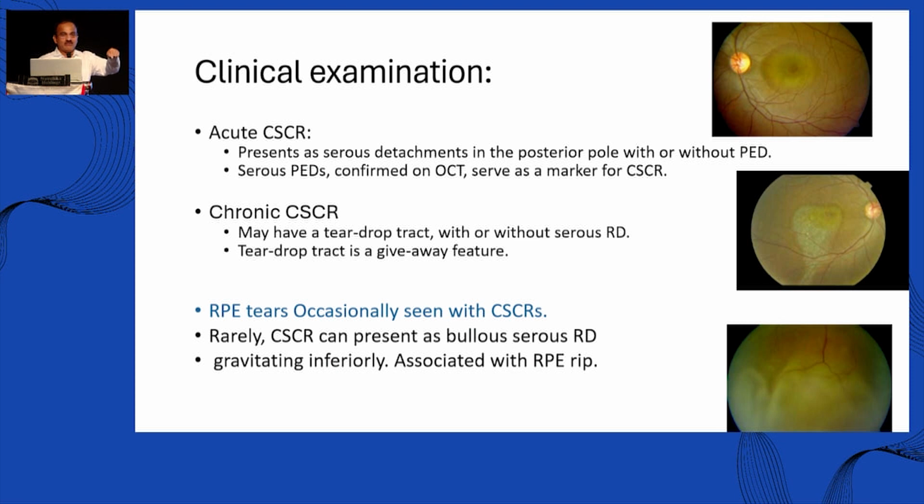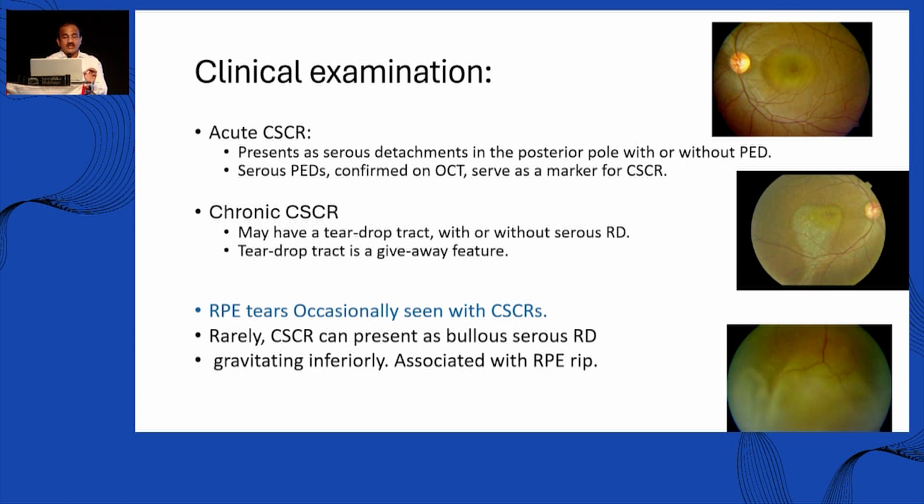Without trying to be so smart, if I went on the basic guidelines or basic principles, we would have diagnosed it as CSR. It's a chronic CSR which I showed you earlier. And sometimes chronic CSR may have a teardrop tract, like in this picture. You can have a teardrop because it's a breakthrough, and the exudative material can come down. RPE tears are occasionally seen with CSR, and later it can give rise to neovascularization.